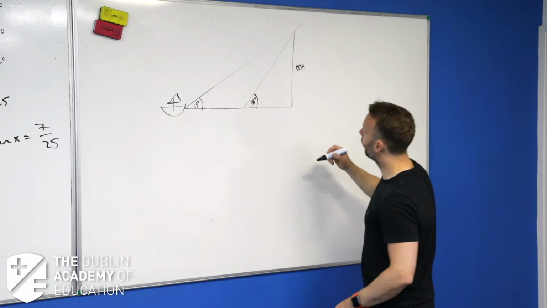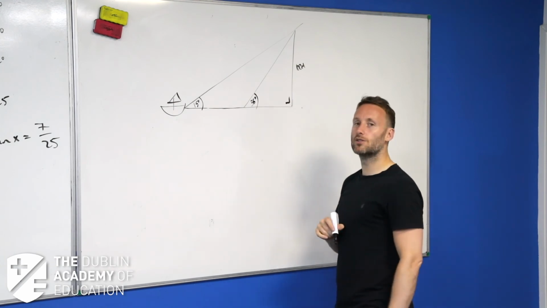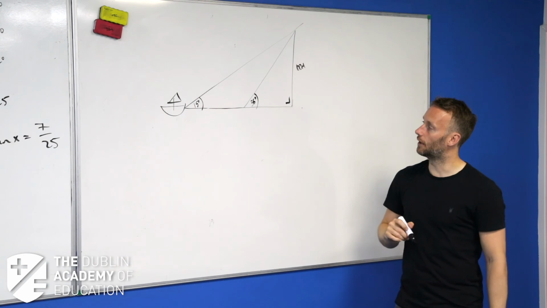Now the assumption that we're going to make is that the cliff and the sea are perpendicular to each other. For us to use sin cos tan, we've got to have a right angle triangle. And that's what we're doing there.